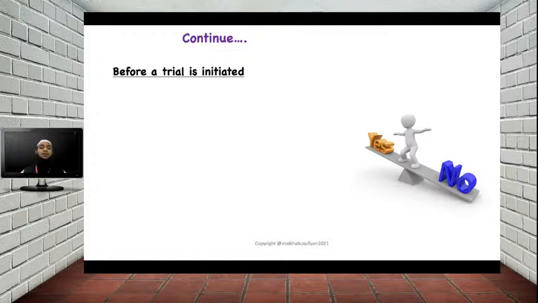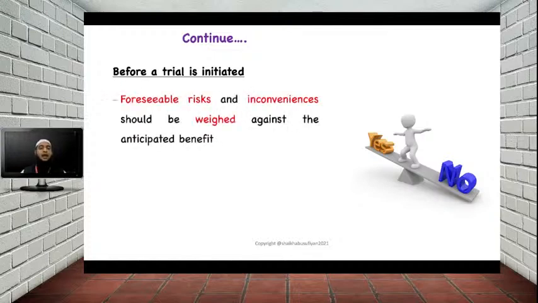Before a trial is initiated, what you need to see, or what the ethical committee members should see when they are reviewing the trial, is that they should calculate the risk to the patient. So foreseeable risks and inconvenience should be weighed against the anticipated benefit. What can be the foreseeable risk? Foreseeable risk means, based on your experience and the drug proposed by the investigator, clinical pharmacologists are forecasting that it may lead to so and so adverse effect in the future.